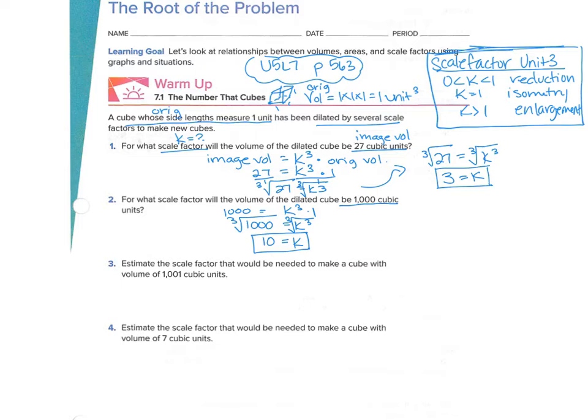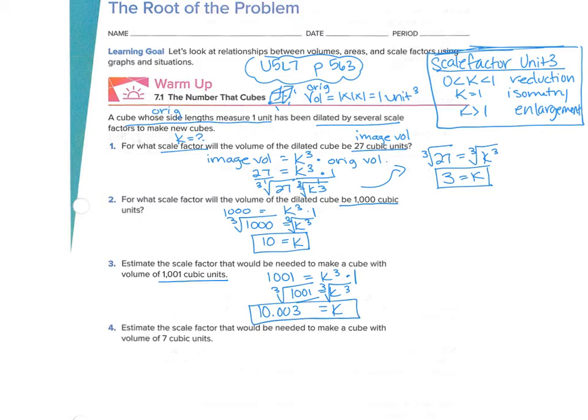So number 3 says estimate the scale factor that we needed to make a cube with an image volume of 1,001. So let's put 1,001 in for the image volume. That equals k cubed times the original volume. Divide both sides by 1. 1,001 equals k cubed. Take the cubed root of both sides to solve for k. And when I do this on my calculator, I get 10.003 for my scale factor. So then let's look at the fourth one.